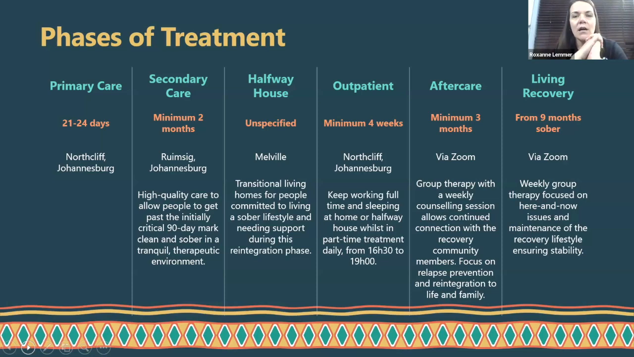Then we have three settings that are not residential based. In other words, it doesn't require that one stays in treatment with us or sleeps over in one of our facilities. It's something that they can do while they're at home. They can also do it while they are still in halfway house, but that is not a prerequisite. So those 3 phases are outpatient, aftercare, and living recovery. And for now, I'm not going to unpack them too much because I want to spend quite a bit more time on them a little bit later on during the presentation.